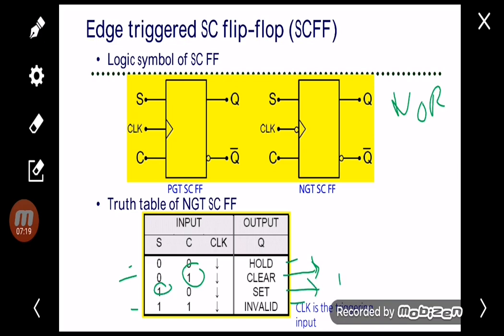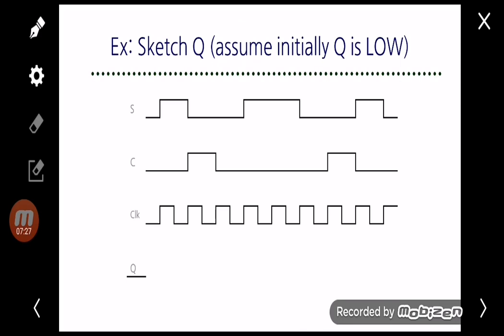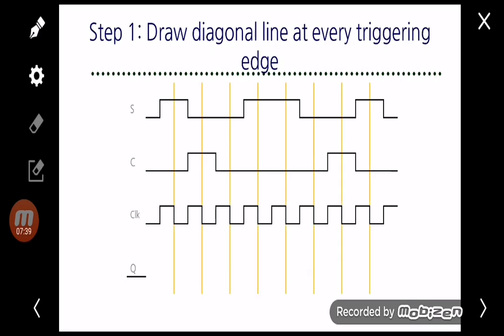So this one is a negative going transition and this one is a positive going transition. For example, you need to sketch the Q for the SC flip-flop. The first thing you need to do is draw the vertical line for every edge. This one is an SC flip-flop triggered on NGT, because it is labeled here.